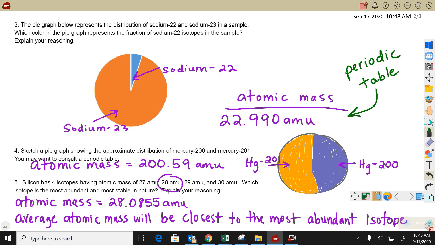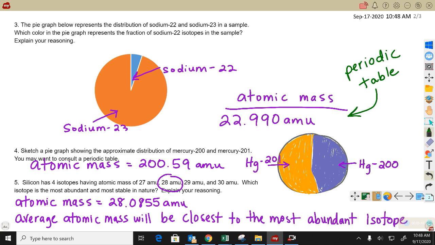So when I see on the periodic table that the weighted average mass is 22.99, well then I know that's darn close to 23. Most of the atoms in the sample are sodium-23, and a small fraction are sodium-22. The weighted average is a little bit less than 23. So the orange color is sodium-23, and the blue is sodium-22.